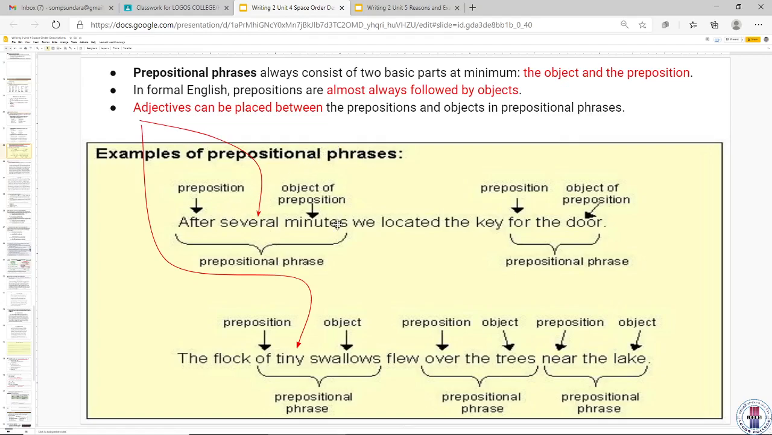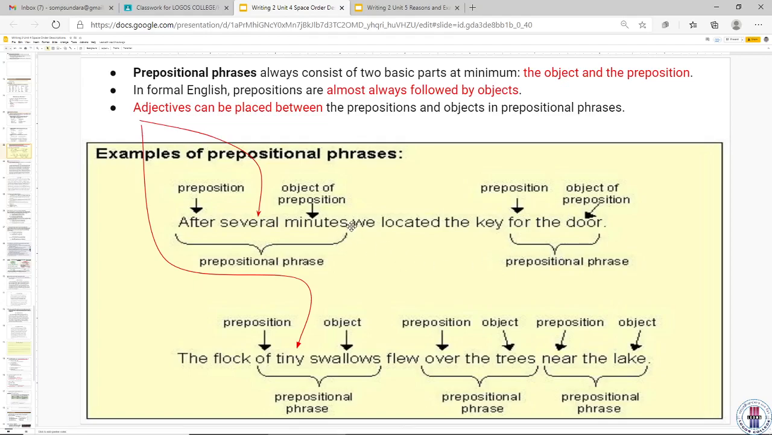After several minutes. The preposition is after. Object of preposition is minutes. And notice several here describes minutes, is an adjective, and they can be placed between the preposition and the objects. All right. After several minutes, we located the key for the door. Here, the preposition is for, object is the door. So all of that, those 2 things, and any words between it, makes a prepositional phrase.